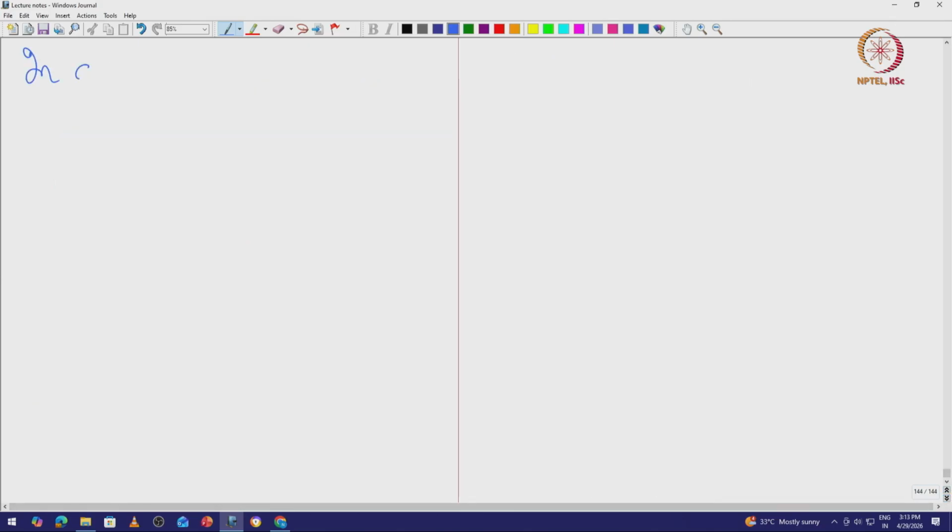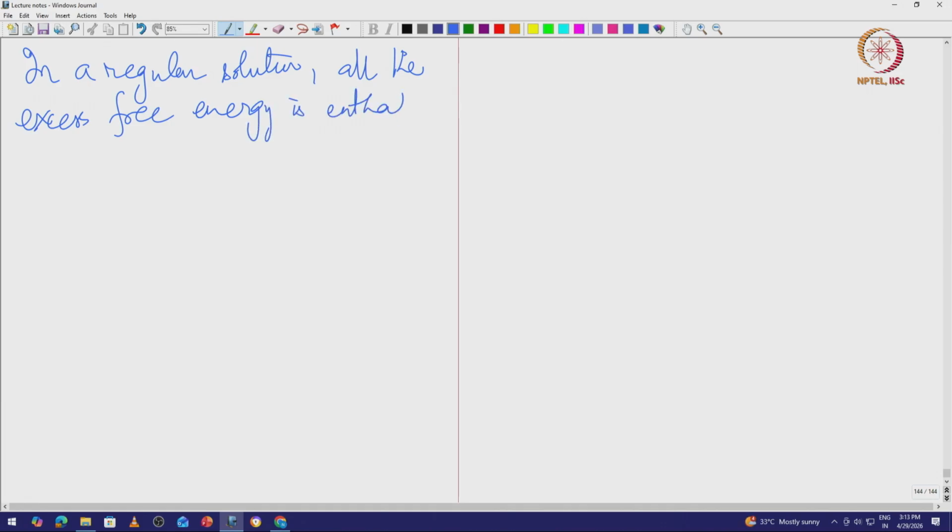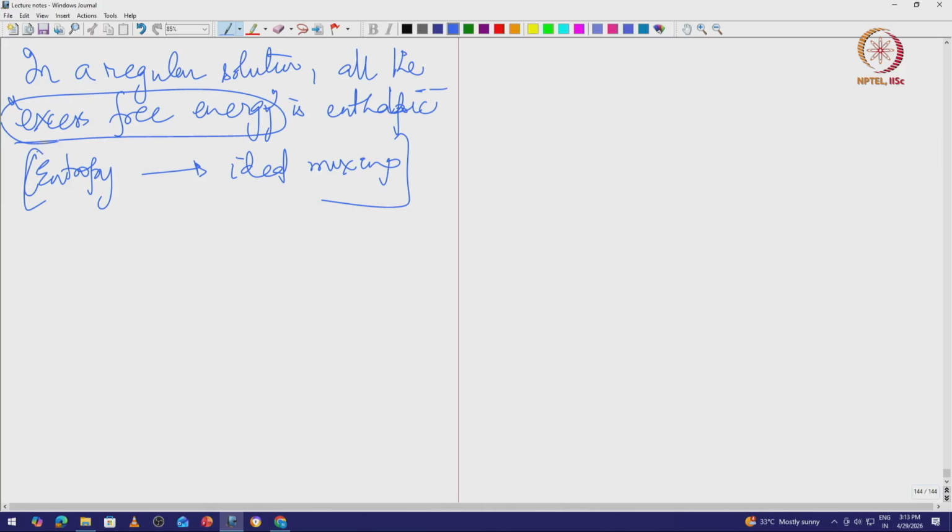So, in a regular solution, all the excess free energy is enthalpic, right. Entropy is just ideal mixing, right. So, entropy still looks like an ideal solution entropy, but all the excess free energy comes from Hxs, not the mix. So, Hxs is the same as Gxs, right.